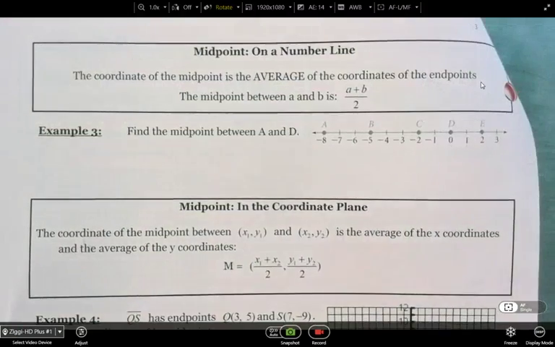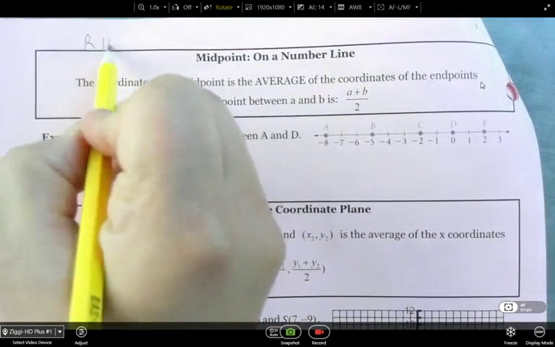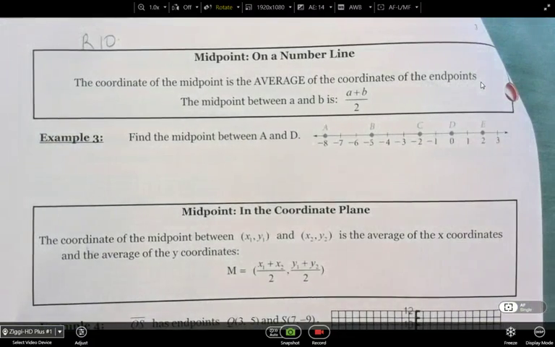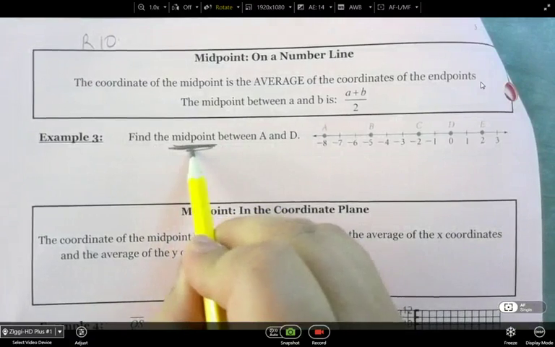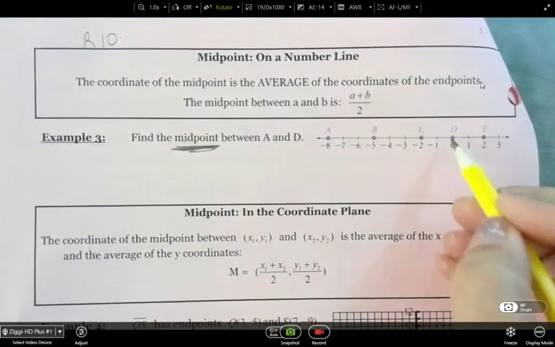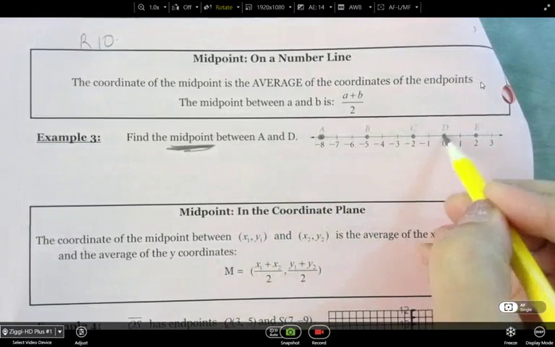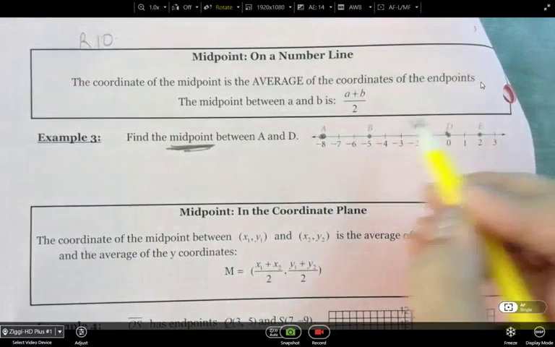Okay, so this next thing we're going to look at is the midpoint on a number line. We're going to do a number line real quick, and then we're going to go into the coordinate plane. What's the midpoint between A and D? So here is A, and here is D. Where am I going to find the middle?